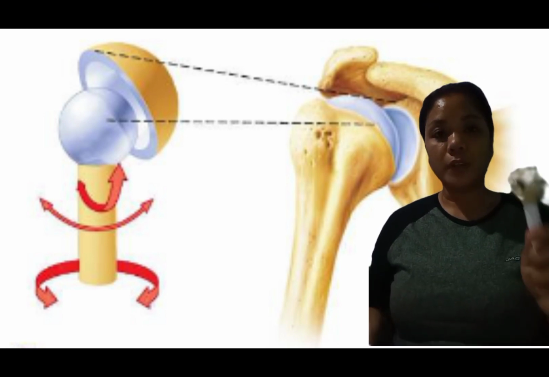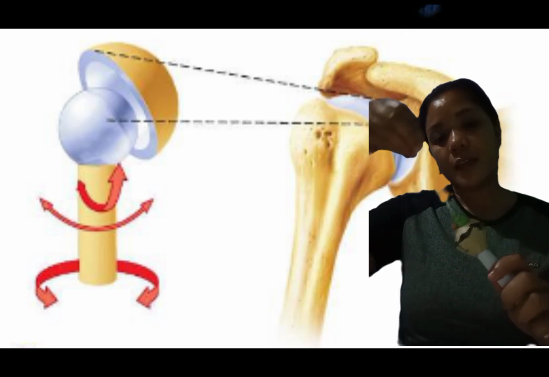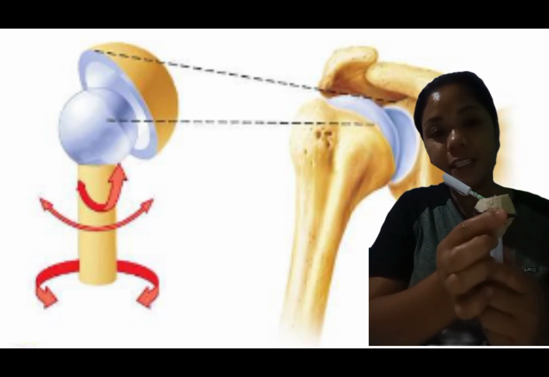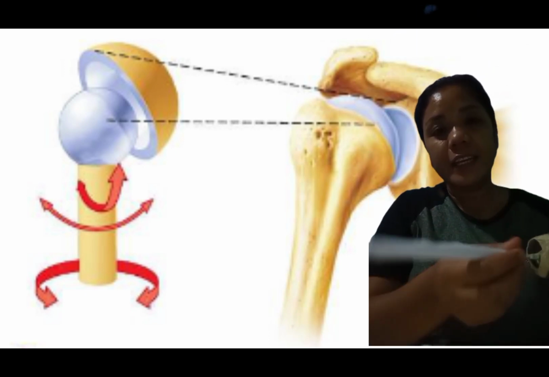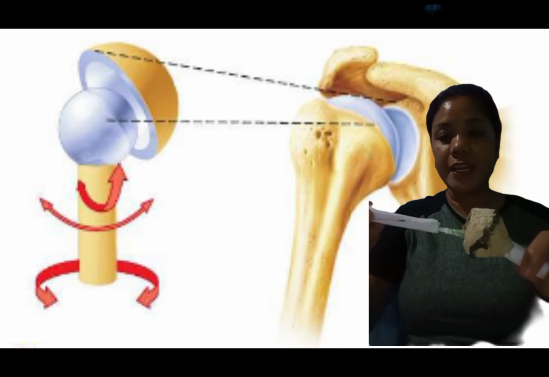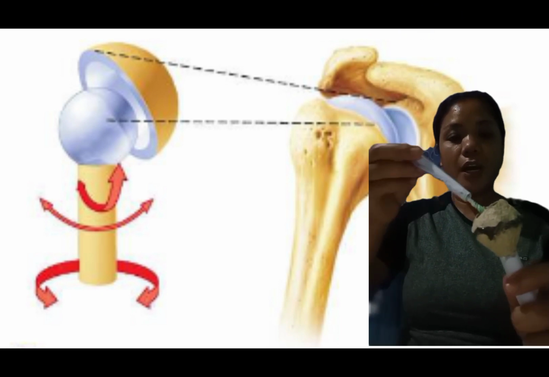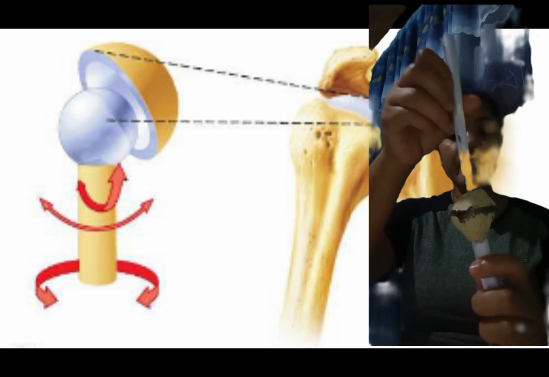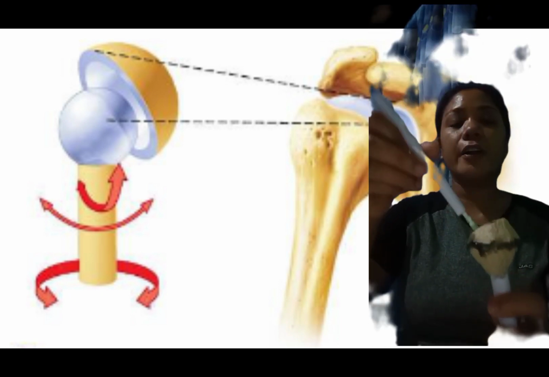Like for example, this one. This one is a socket and inside is a ball. It is moving in any direction because this is the most moving joint in our body.